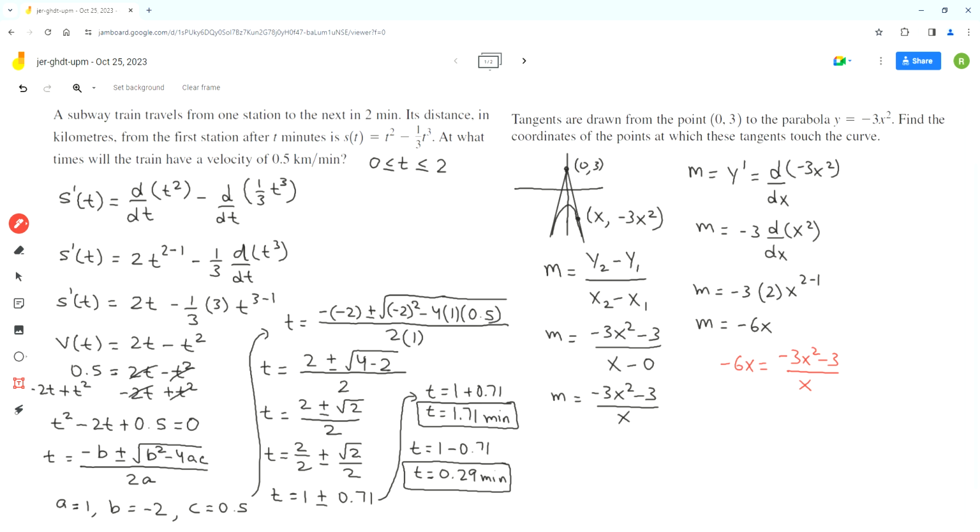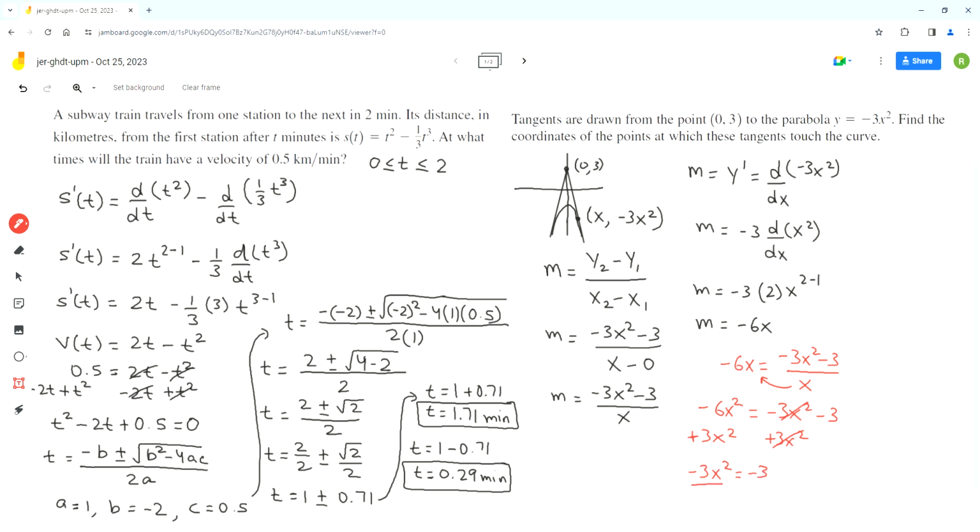The first step is to cross multiply the x, or we can multiply both sides of the equation by x. So we'll get negative 6x squared equals negative 3x squared minus 3. Now we can move the negative 3x squared term to the left side of the equation, so we add 3x squared to both sides. The x squared terms on the right side cancel each other out. Negative 6 plus 3 is equal to negative 3. So we get negative 3x squared equals negative 3.